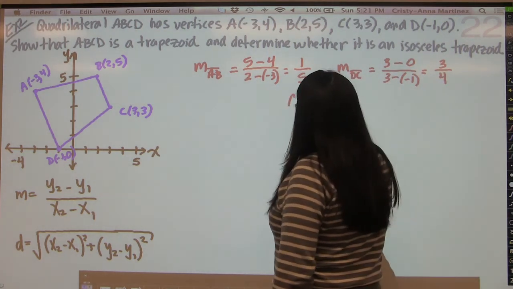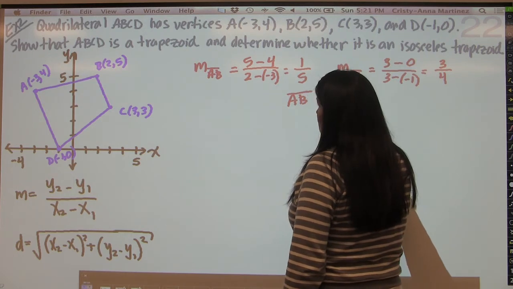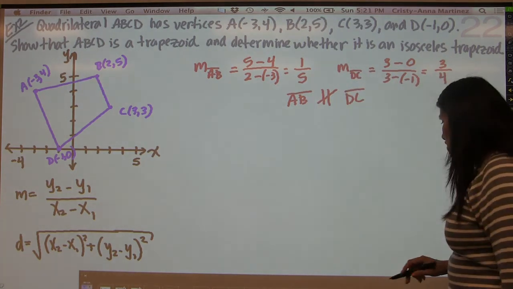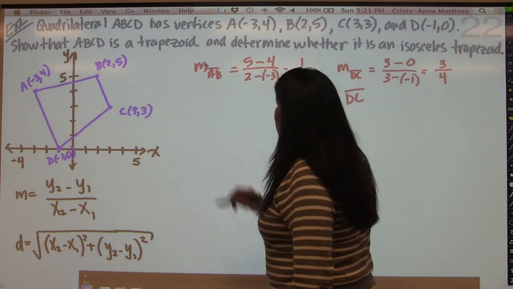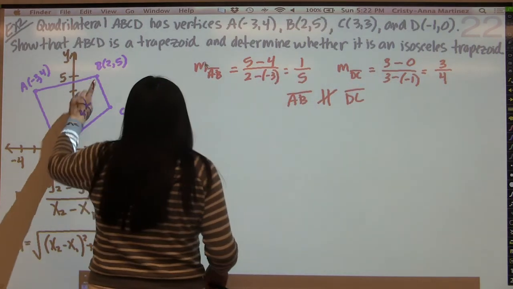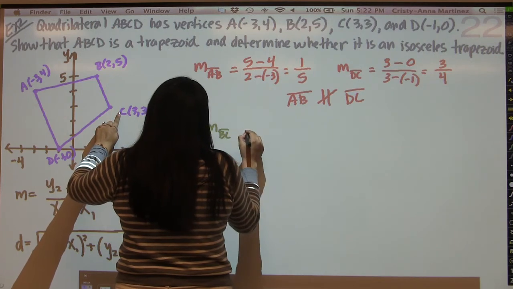So AB is not parallel to DC, so that's good. And now I want to check the same for the other pair of sides. So now I'm going to check BC. So we want the slope of BC.